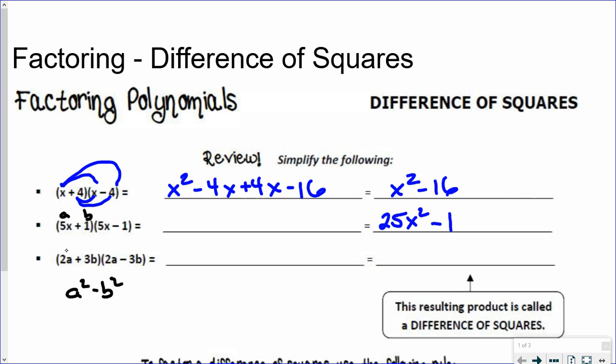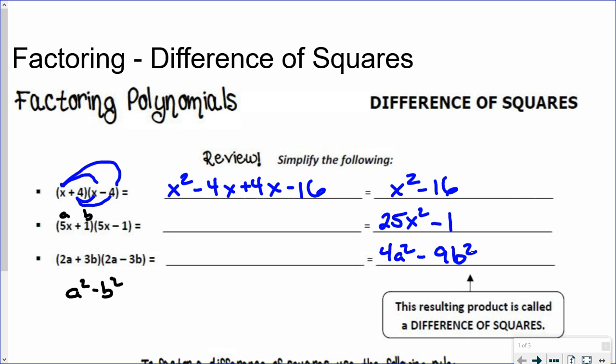I can do it on this one too. This is a, this is b. So 2a times 2a would be 4a squared, minus, it's always a minus, 3b times 3b would be 9b squared. And the reason that works is because the middle two terms are always going to cancel out when it's in this form. So really you just have the square of the first term and the square of the second term, and that gives you your answer.